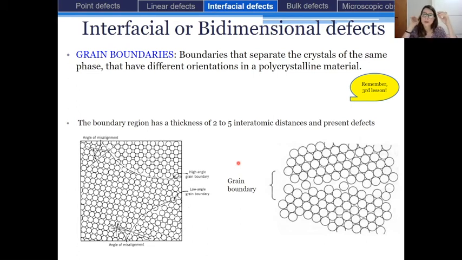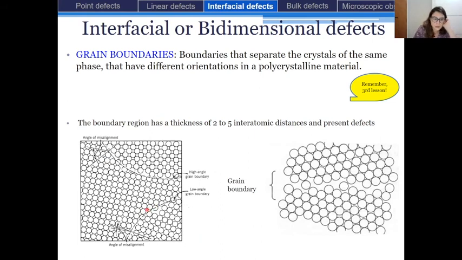And so this boundary region is called the grain boundary, and it has a thickness between 2 to 5 interatomic distances and is considered as a defect. As you can see on this representation and on the different kinds of grain boundaries that are represented, we can look at the angle of misalignment between two grains, okay? So between the direction of two adjacent grains.